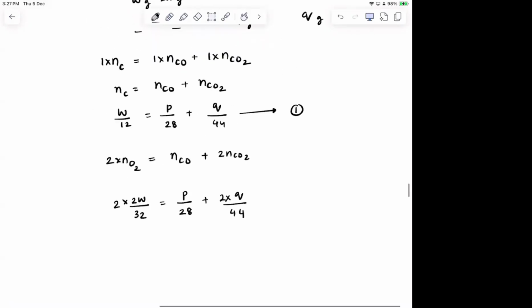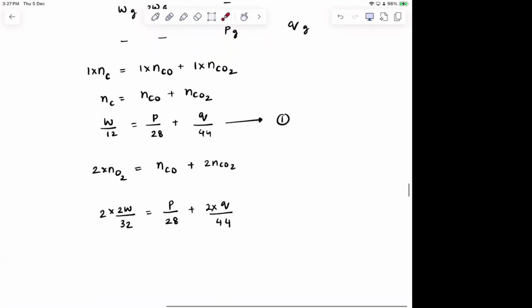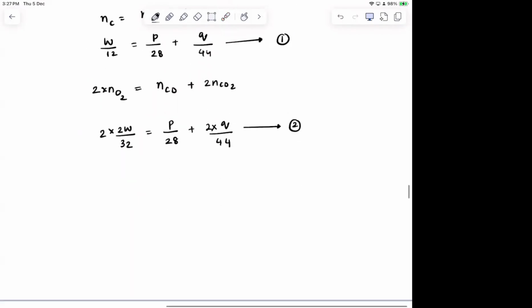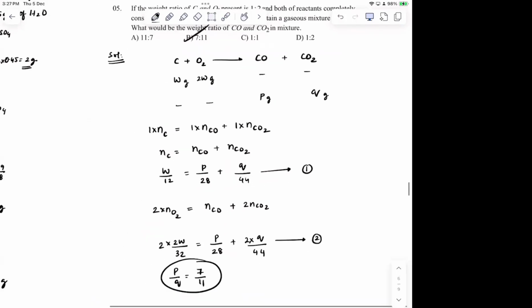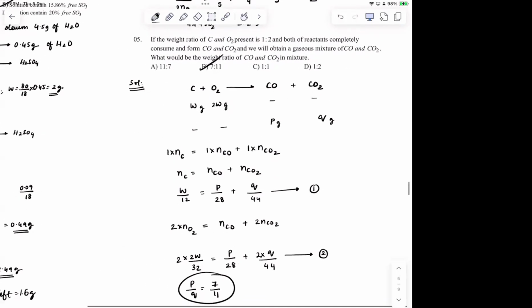Clear? So from here, directly I can take a ratio of 1 is to 2. If I divide 1 by 2, W will get cancelled. I will only have terms P and Q. So eventually when you do that, the P by Q ratio is coming out to be 7 by 11, it seems. So 7 by 11. Yeah, this one. Please check it out. Very good question on how to relate with POAC. Please check.